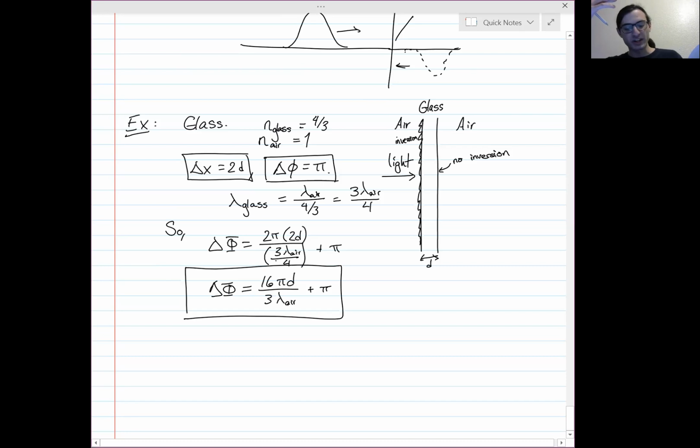I'll talk about this in more detail on Wednesday, but the point is when that happens, you get 100% transmission through your material. Whereas typically, glass will reflect about 4% of your light. If you conspire to make the thickness of your glass and your wavelength right, you'll get 100% transmission. Sorry, you'll get 96% transmission through typical glass.